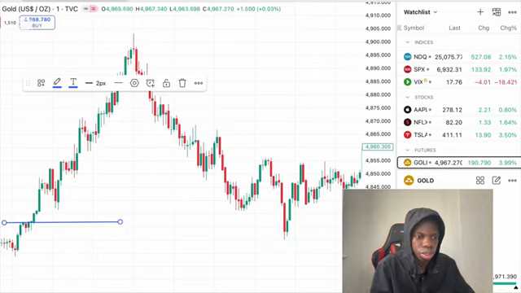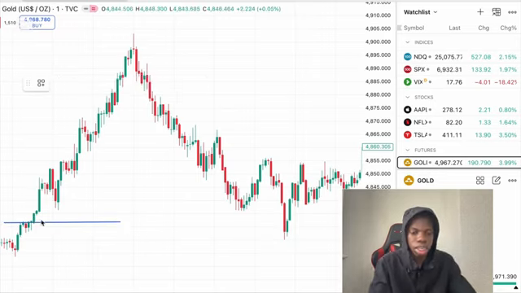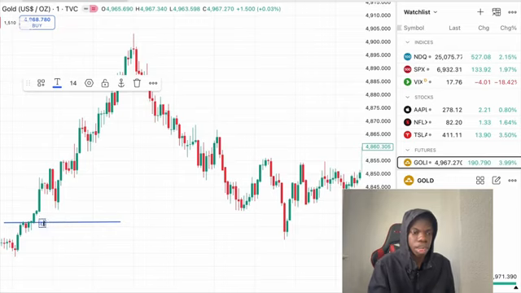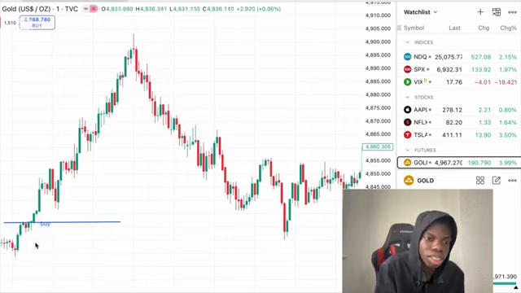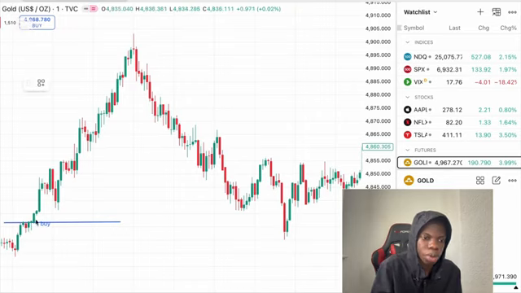Assuming I said, okay, the market is going like this. After analysis, I said, okay, let me place a buy here. And the market went like this. I bought here, and the market kept going higher. Then I closed my trade here.